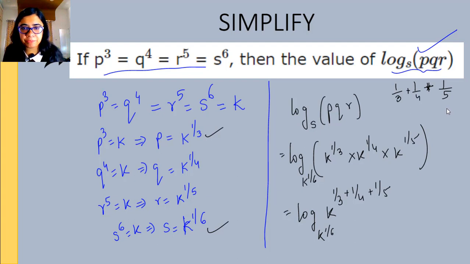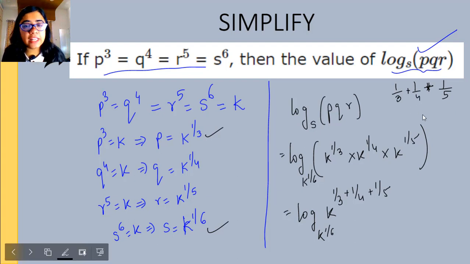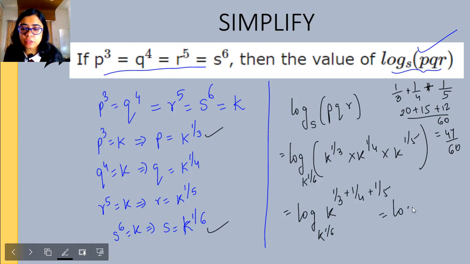Take the LCM. LCM will be 60. So this will become 20 plus 15 plus 12 upon 60. Right? So this will become how much? 20 plus 15 is 35, 35 plus 12 is 47 by 60. So your value is log of k raised to 47 by 60 upon k raised to 1 by 6.